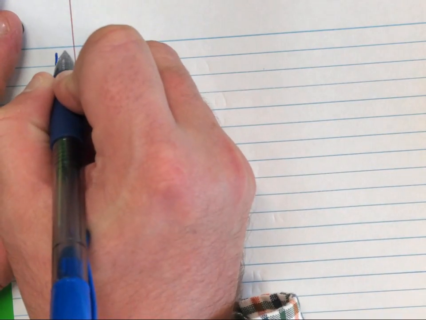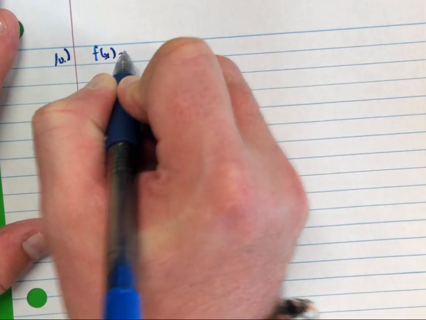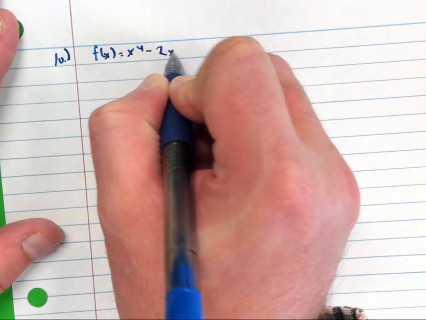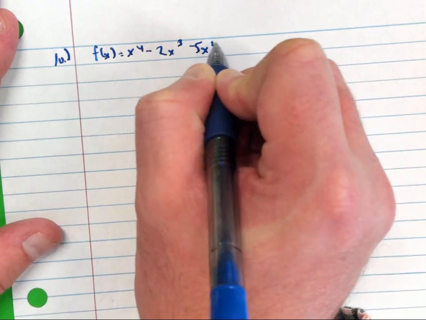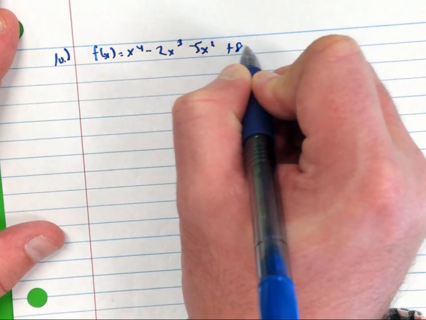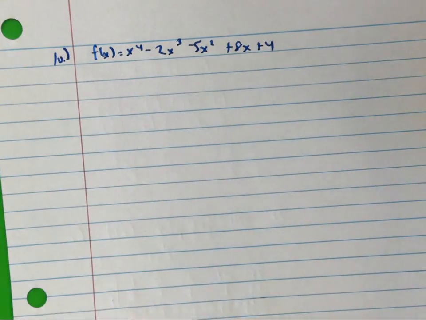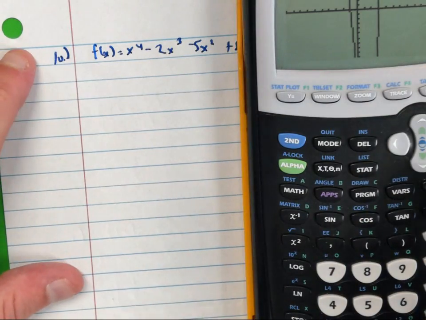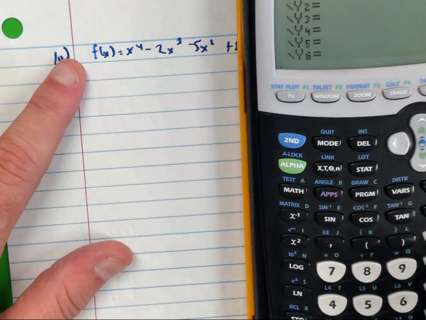What type is number 10? Quartic. Let's go graph it. We're going to use synthetic division how many times here? Twice to get it down. Yep. We got 7 minutes. We got time to do this one.